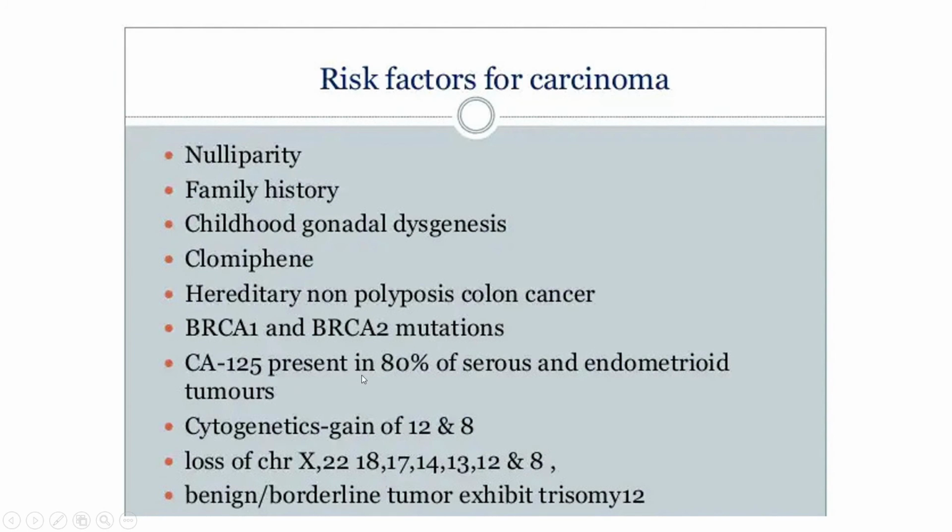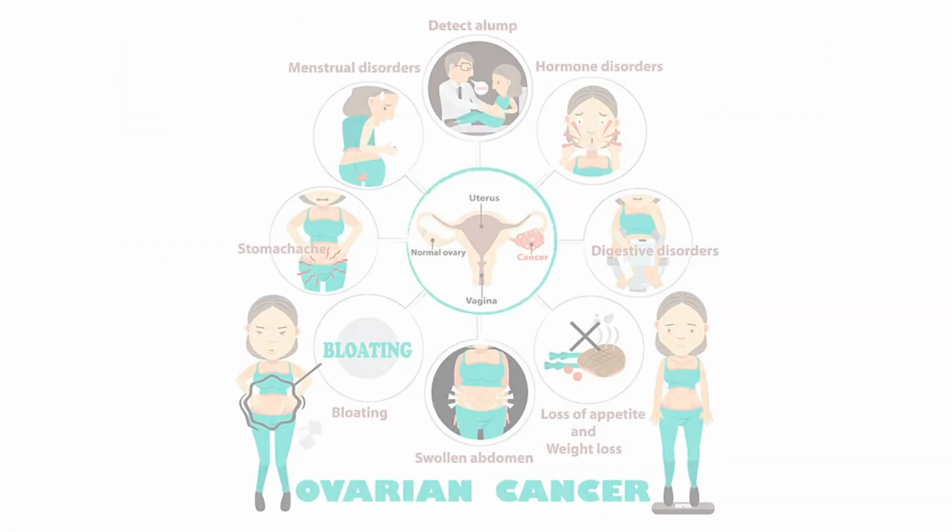CA125 is present in 80% of serous and endometrioid tumors. Cytogenetics: gain of 12 and 8, these are also genes, 12 and 8. So the mutation occurs in these two. The loss of chromosome X, 22, 18, 17, 14, 13, 12 and 8 as well. So if the loss of any of them occurs, it will lead to carcinoma. Benign borderline tumors exhibit trisomy 12. These are the risk factors.